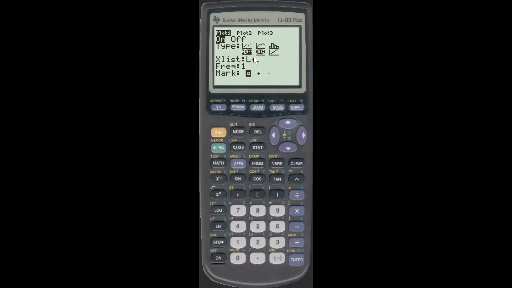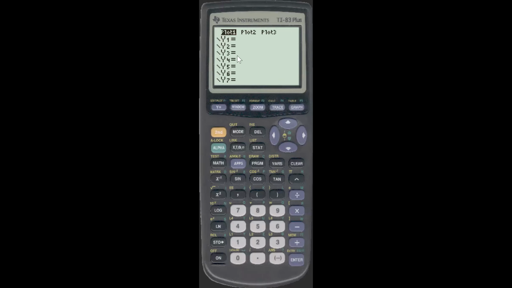Does yours say L1? It does say L1. Okay. Now click on the stat button down here. Edit. Is your data in L1 or does it say something else? It says L1. Okay. Well, that's bad.